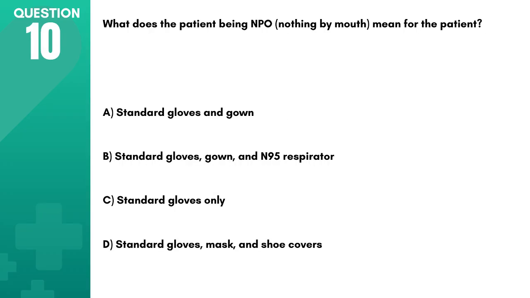Question 10. A patient is NPO, nothing by mouth. What does this order mean for the patient? A. The patient can only drink clear liquids. B. The patient must eat a low-sodium diet. C. The patient is allowed no food or fluids by mouth. D. The patient must eat small, frequent meals.